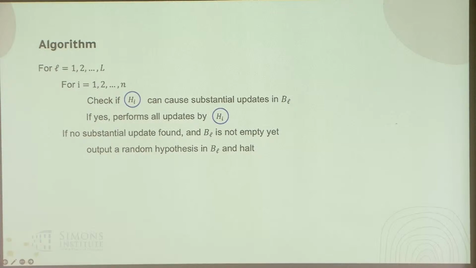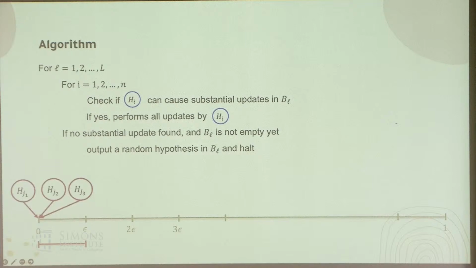The hope is that by doing this set of updates, at some point the bucket is emptied out. And if it is emptied out, I'm good, and I move forward to another bucket. If I get stuck and cannot do any update, I did not find any substantial update, I am going to output a random hypothesis and halt.